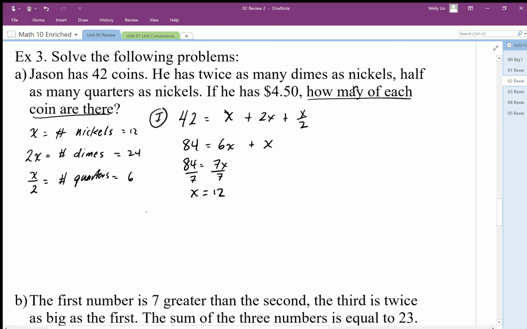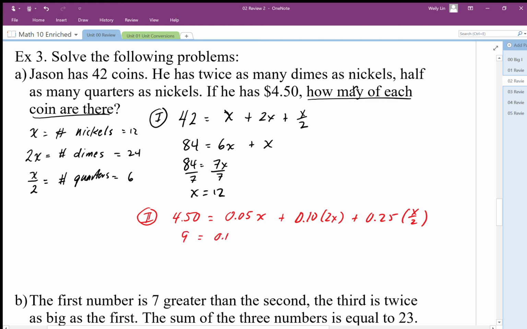I could also set up a separate equation in terms of the value of the money. I can say that $4.50 is equal to the value of the nickels times the number of nickels, plus the value of the dimes times the number of dimes, plus the value of the quarters times the number of quarters. That will give me the same solution. Again, I'm going to multiply everything by 2 to start.